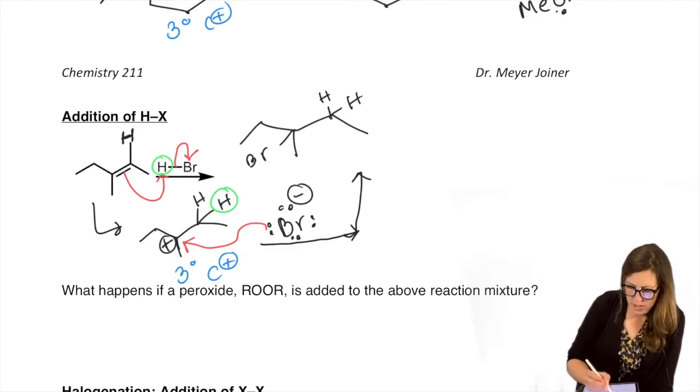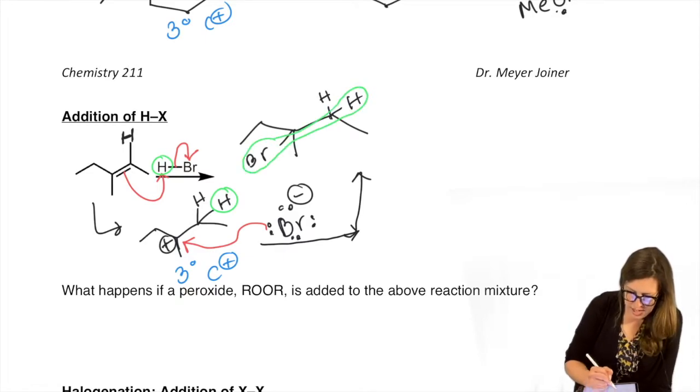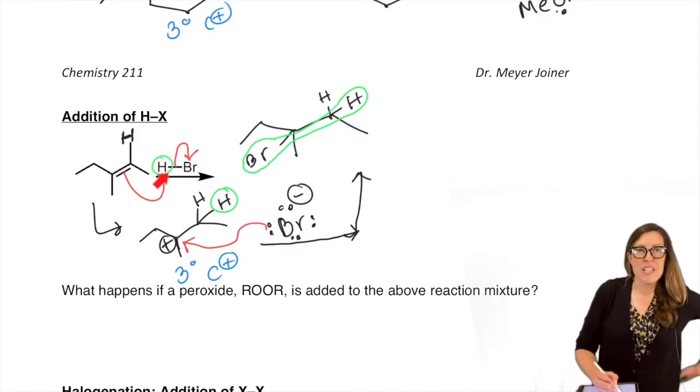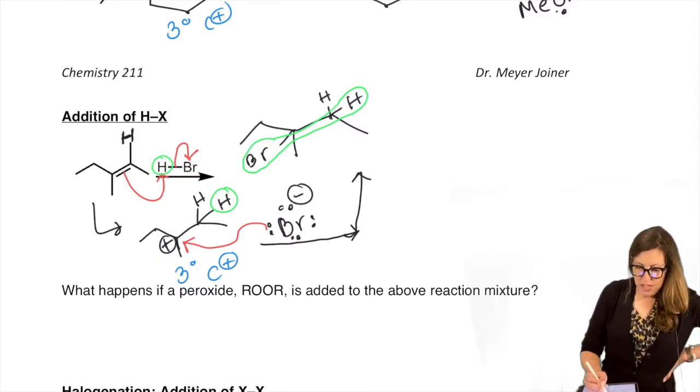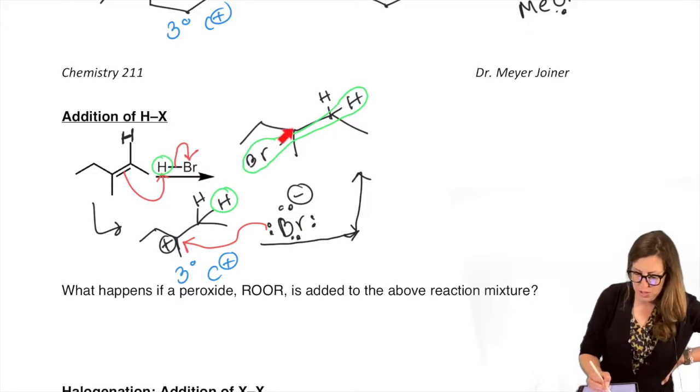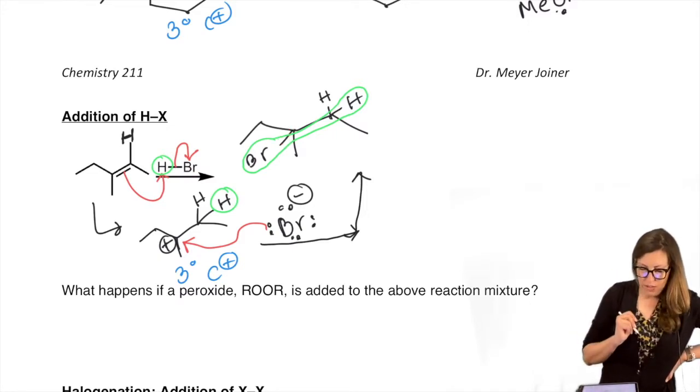All right, so look at what we have here. We have Br and H added across the pi bond. We added HBr. So one part of it, the H went to one carbon, the one that already had more H's, and the bromine went to the other carbon, the one that had fewer H's, the less substituted. So we could say it followed Markovnikov's rule, right?